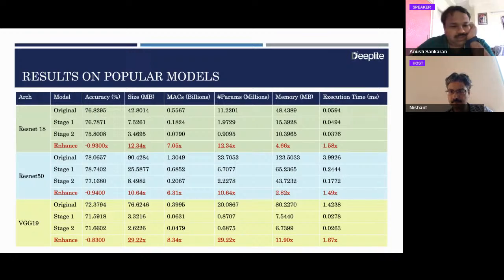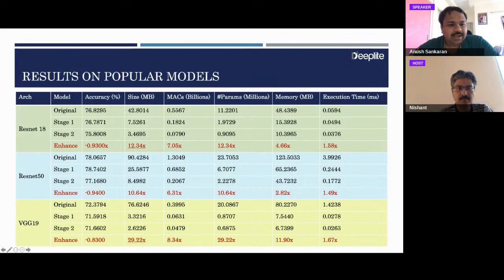If you look at these models, let's focus on ResNet 18. The way to read this table is, the first is the original model. The original model is about 76.82% accurate. It is about 42 MB in size. The number of billion MAC computations it performs is 0.55, and the number of parameters it has is 11.22 million. The overall memory size it occupies is about 48.43 MB, and its execution time is about 0.05 milliseconds, which is just the inference time.